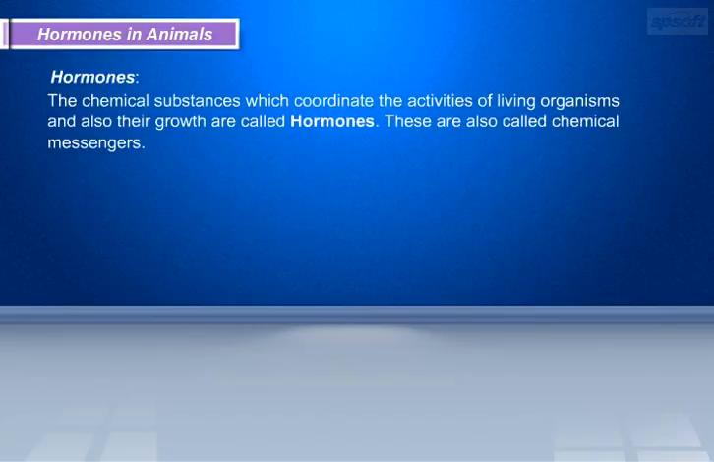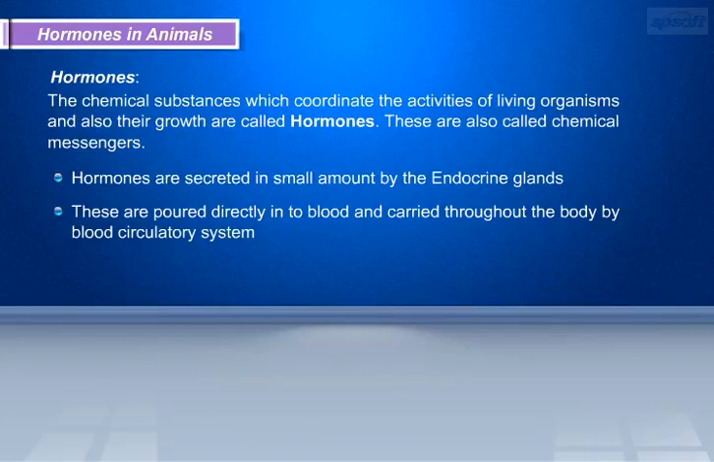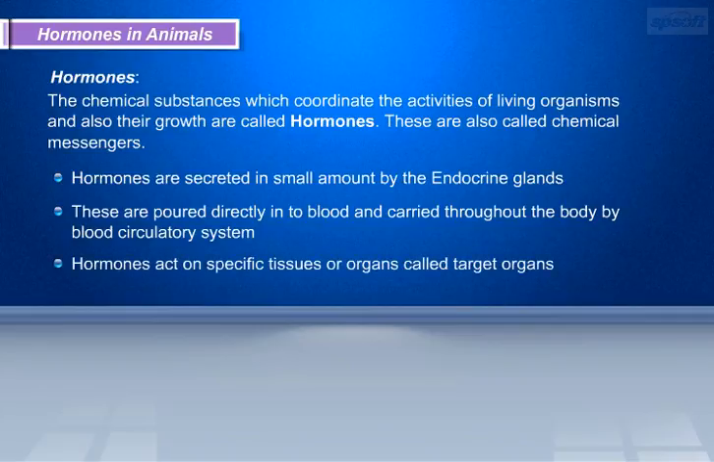Let us discuss hormones, before we move on to hormones in animals. The chemical substances which coordinate the activities of living organisms, and also their growth, are called hormones. These are also called chemical messengers. The characteristics of hormones are: hormones are secreted in small amounts by the endocrine glands. These are poured directly into blood and carried throughout the body by the blood circulatory system. Hormones act on specific tissues or organs called target organs.